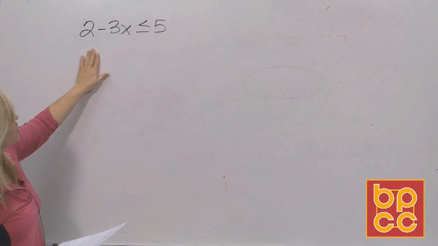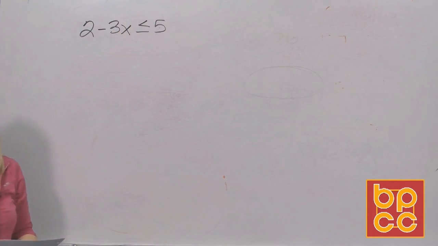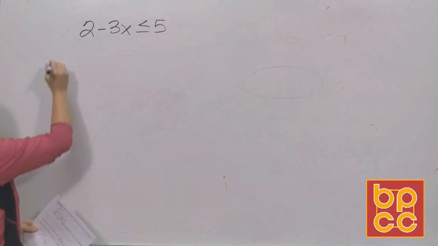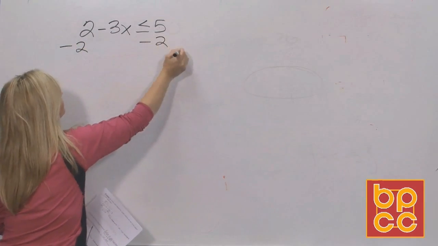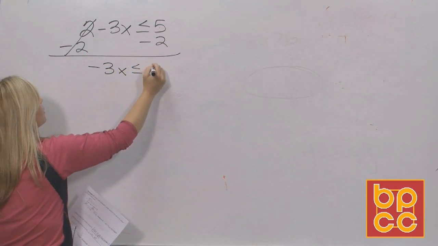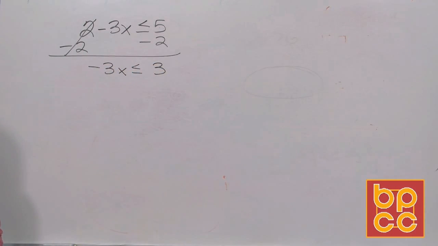Secondly, we know this is linear because it's still x to the first power, so we're going to use our rules and get x by itself. So what are we going to move first? Good, we're going to subtract 2. That's going to cancel. We have negative 3x less than or equal to 3. Are we done solving? No.